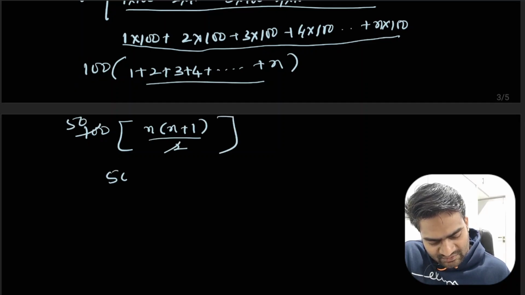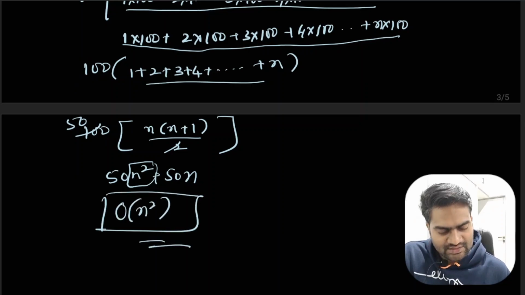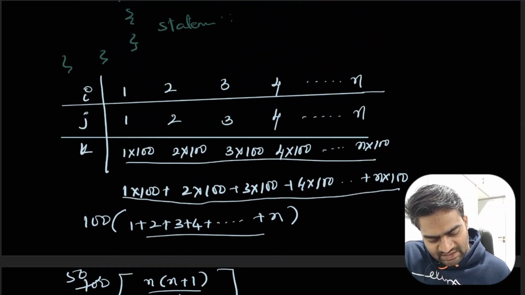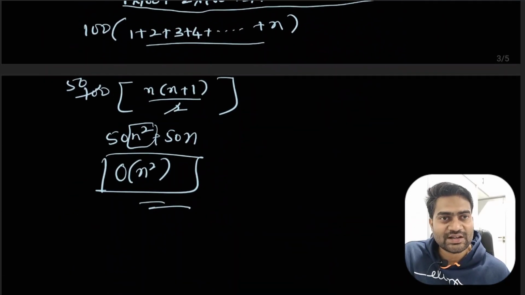So this becomes 50 n square plus 50 n. So we only consider the highest degree polynomial. That's why it is of order n square. If we see here, there are 3 loops, but we are getting of order n square.